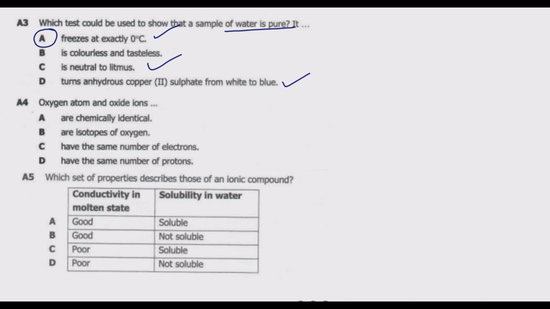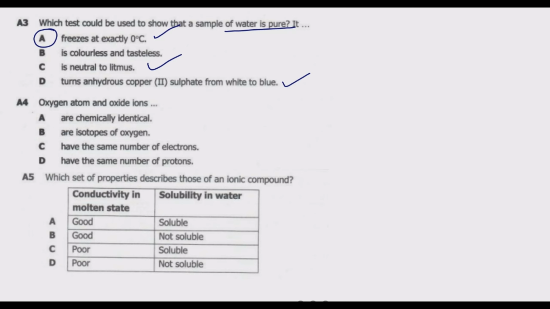So the key is pure water. If you look at C, it is not only water that is neutral to litmus. We know that salt water and various organic liquids have a pH value of 7, which indicates that the solution is neutral. So hence C cannot be the case. Then D just tells us whether it's water or not, but it does not tell us whether the water is pure or not.